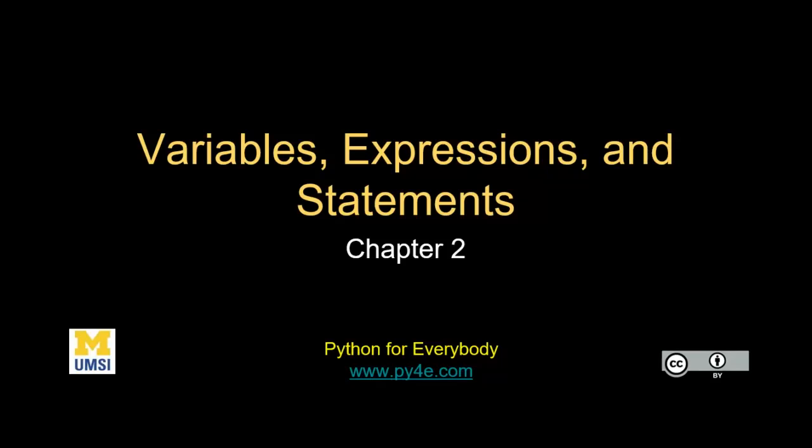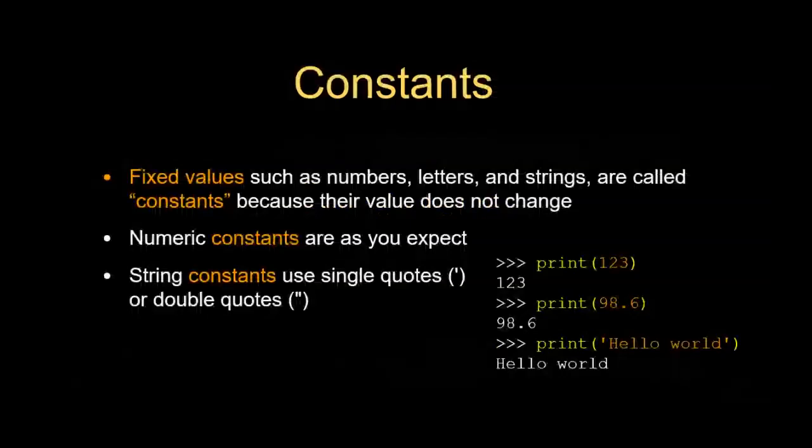Variables, expressions, and statements. Right, so in Python, before we talk about variables, we'll talk about constants. Constants are fixed values, such as numbers, letters, and strings, because their value doesn't change. The character X is always, and that was a really bad example, the number 1 is always the number 1, it's a constant.